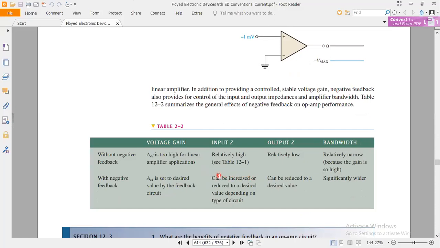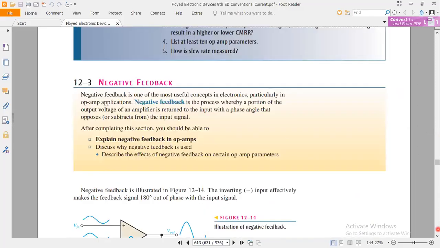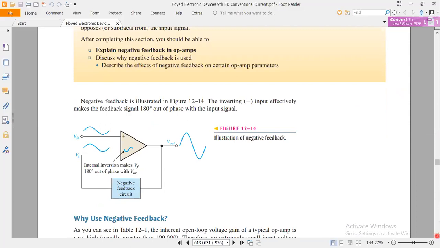These are also some characteristics that we have to study and understand. Without negative feedback, you can see the open loop voltage gain is too high for linear amplifier applications. With feedback, the closed loop gain is set to the desired value by the feedback circuit. That means the set points, as you can see in this figure, the set points that we provide are the required signal at the output side.